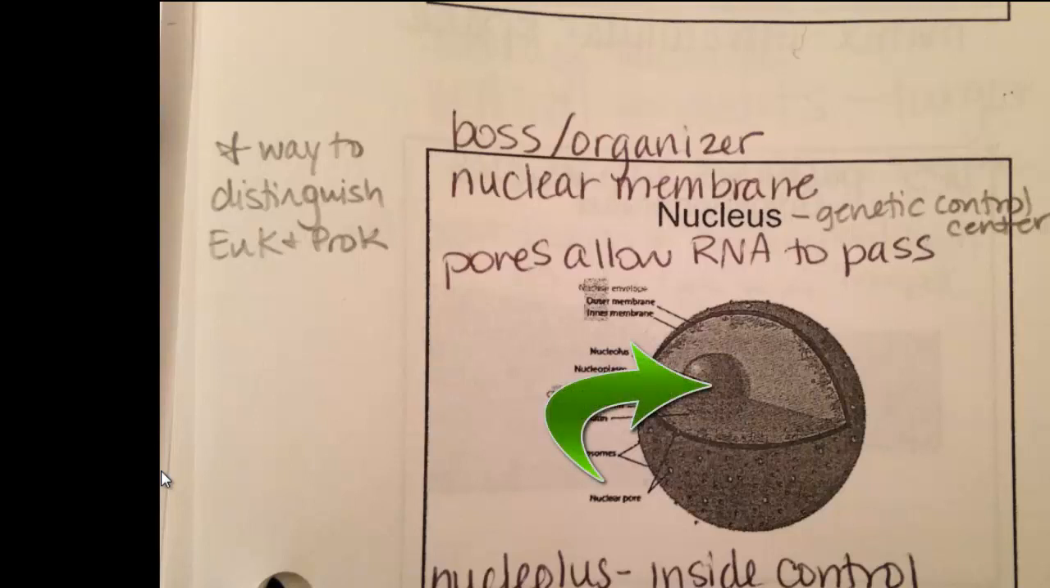The nucleolus is inside of the nucleus. It's another part of control, exactly where the DNA is housed. And it also partially helps to assemble the ribosomes. This is what you're going to look at to distinguish between eukaryotes and prokaryotes. If it has a nucleus, it's a eukaryote. If it doesn't, it's a prokaryote.